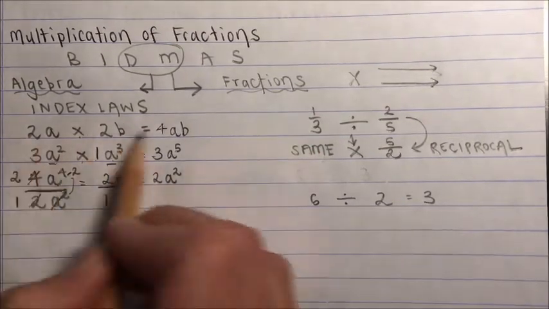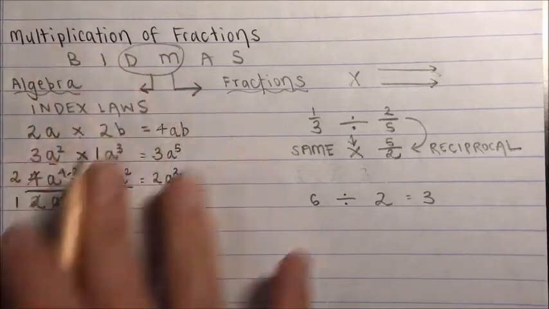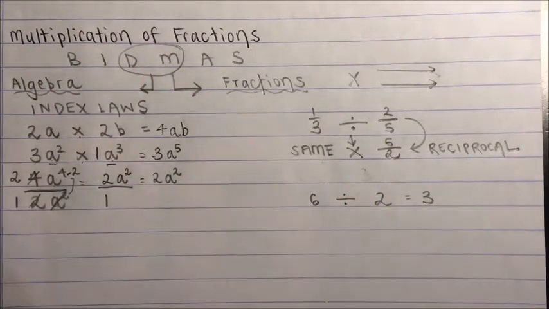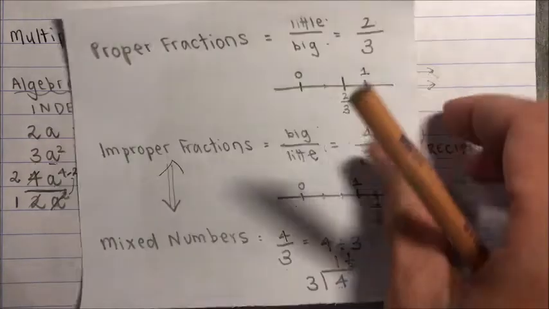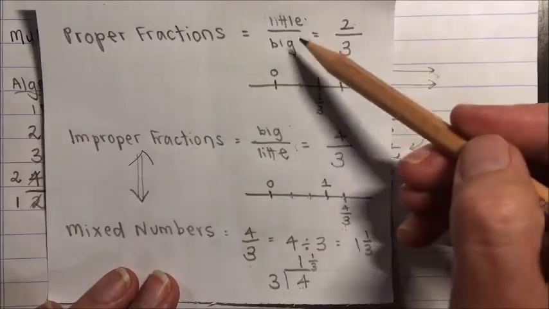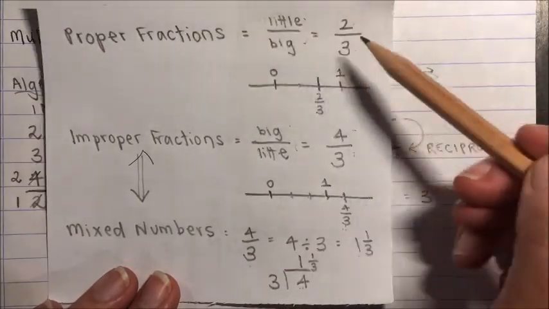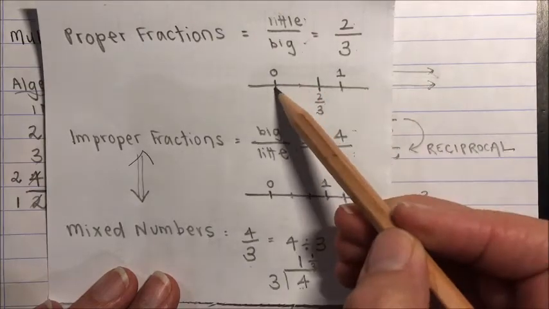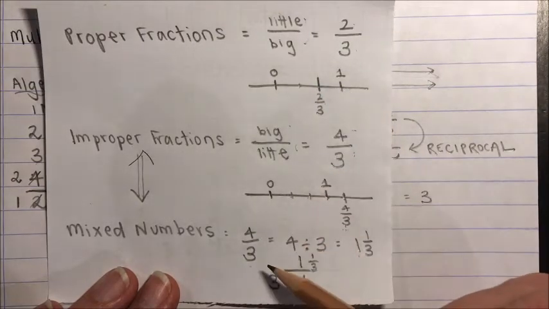So very much like how we're working left to right, we're able to join ideas together. Same deal when we're multiplying and dividing fractions. But before we get into it, super quick reminder again, proper fractions: little numerator, big denominator, something like 2/3. You know it's going to be less than 1. It's going to fall somewhere between 0 and 1.